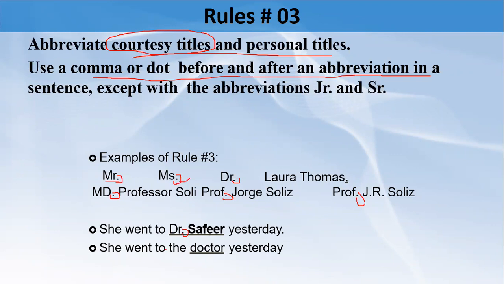Now look at this. If you want to go for the full form, we need not mention the period, the full stop. But if you want to go for the abbreviated form, then we must put this period, this dot, this full stop. Okay, sir.